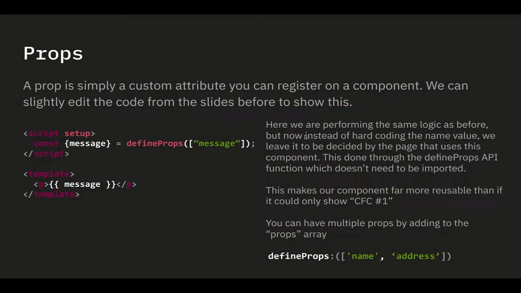I guess it says here that we're leaving it for the page that uses this component to decide, but props are mainly used when you've got a parent component passing values into your child component. The way you do it is through props. It allows your components to be reused better compared to just hard coding your state. And you can also have multiple props by adding them to the props array like this.